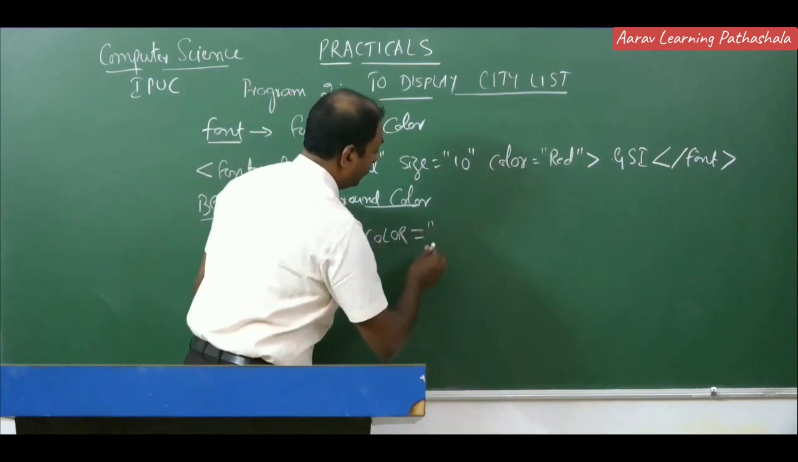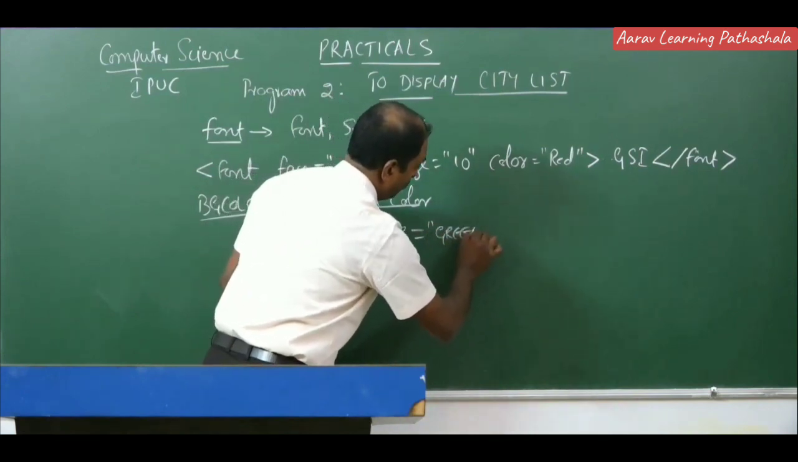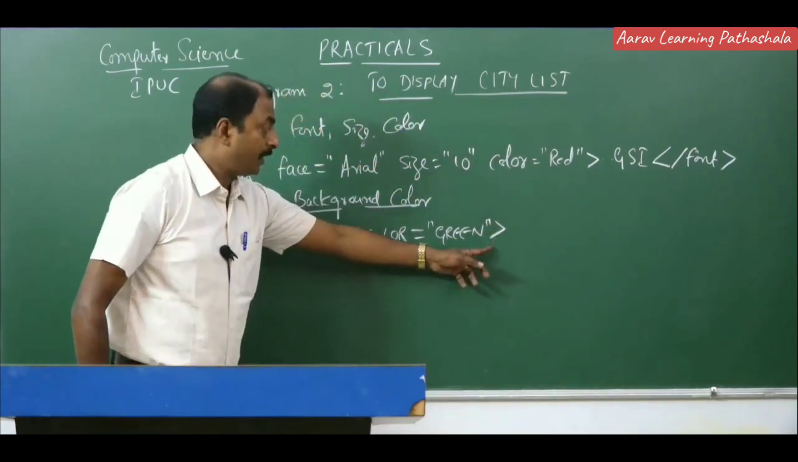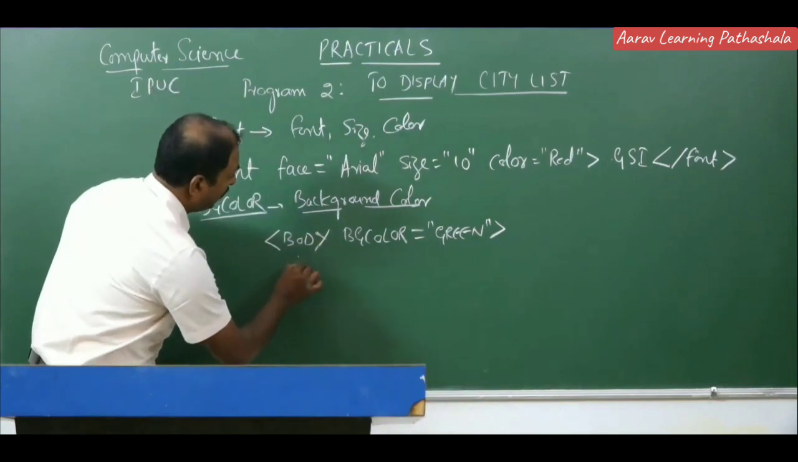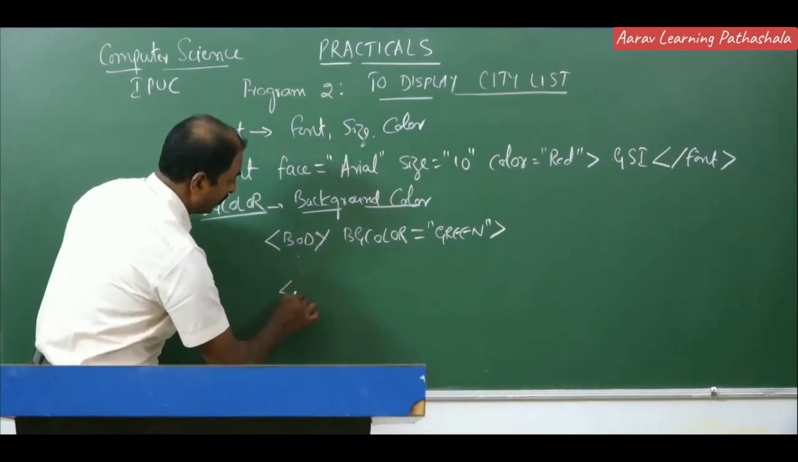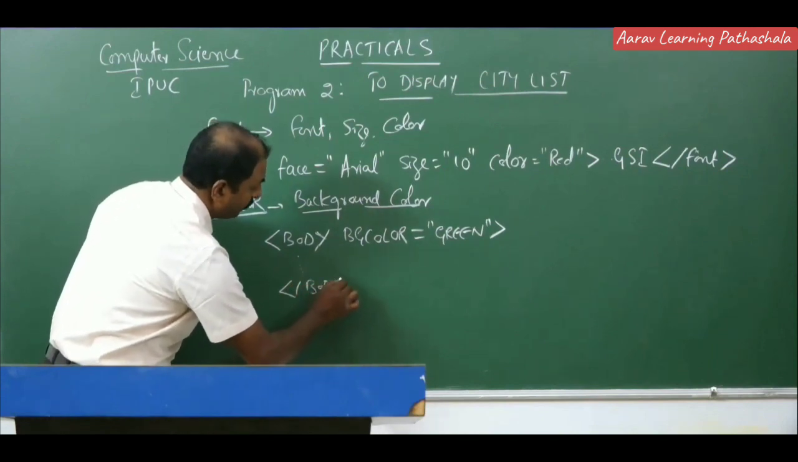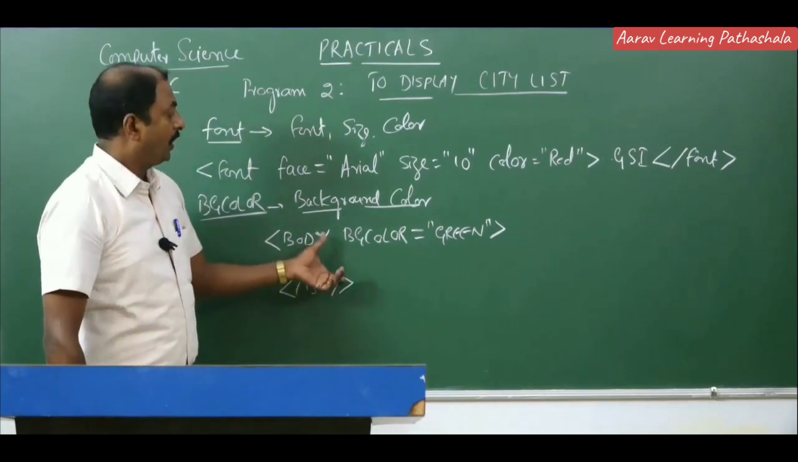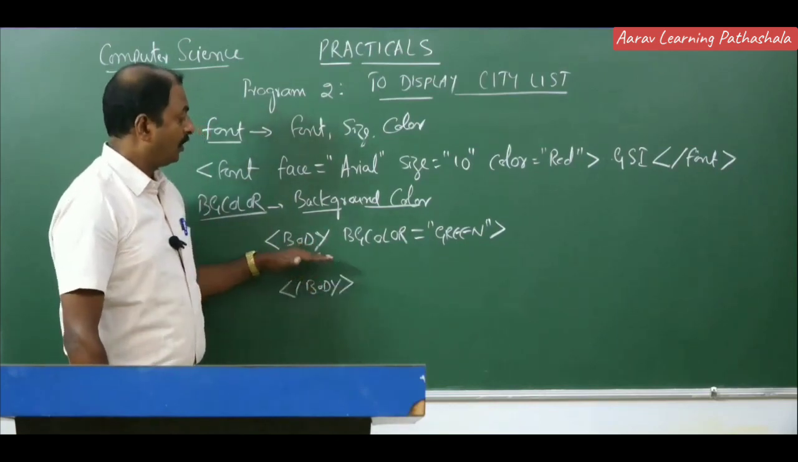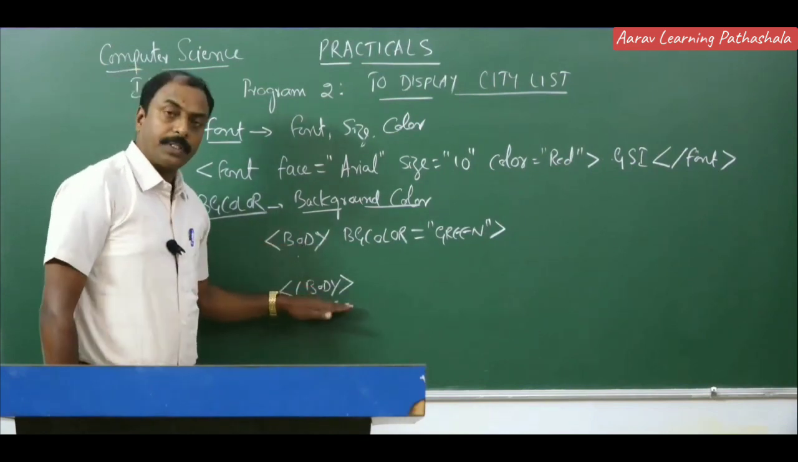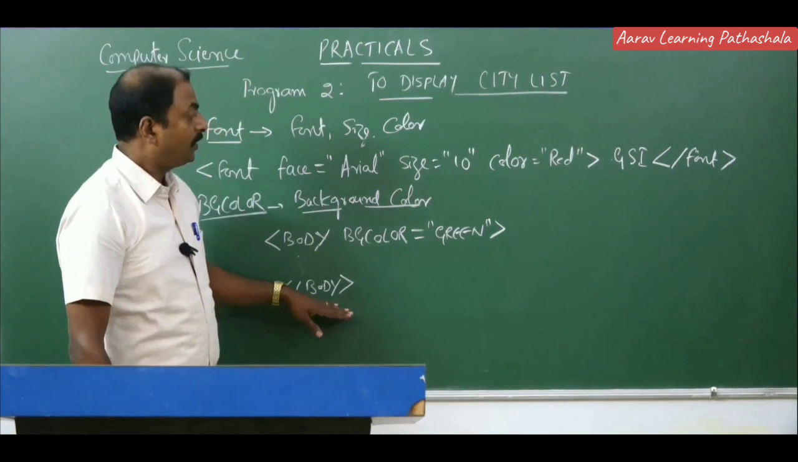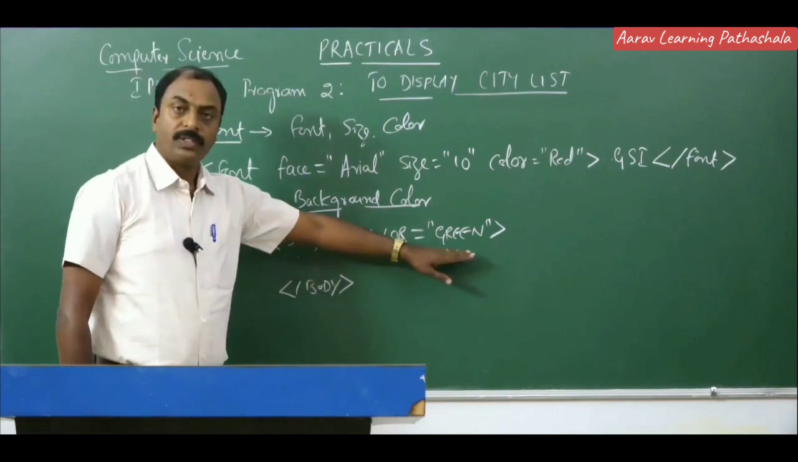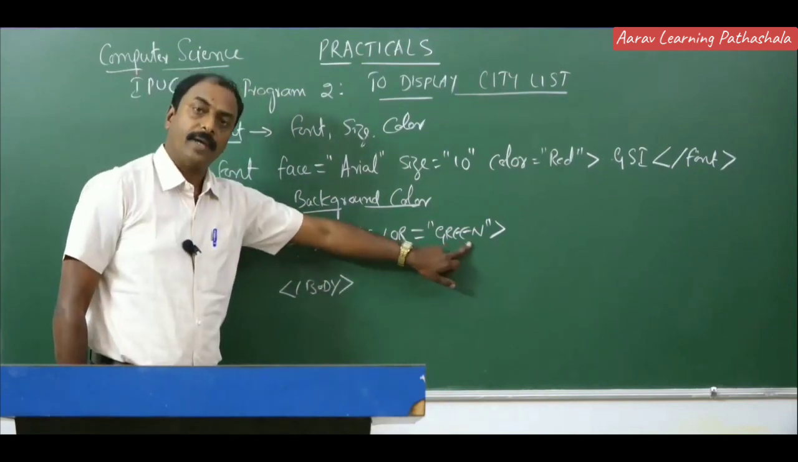attribute, and here you can write green, for example, and now we are closing this body tag here. Then you know that we have to write the content here. Again we have to close this with /body. So this is the body open tag and its closing tag. Any information written between the start and end of this body tag will appear with a green color background. So this is the BG color tag to display the contents with a color background.